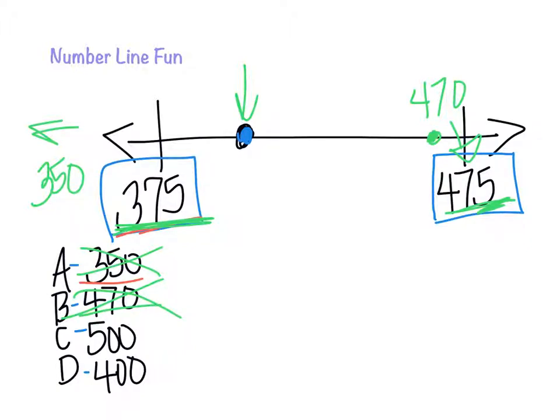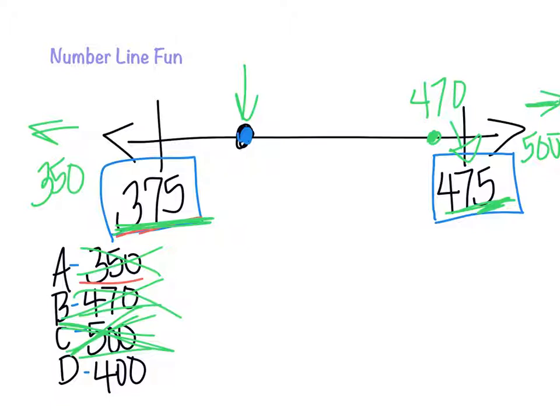Look at C. C says 500. Now, what was our end number on this open number line? Yeah, 475. Is 500 less than or greater than 475? Absolutely. It is greater than, which means it's way over here. It's not even in the number line. It's not part of my open number line. My end number is 475. 500 is greater than that. So I know now C cannot be my answer choice either.